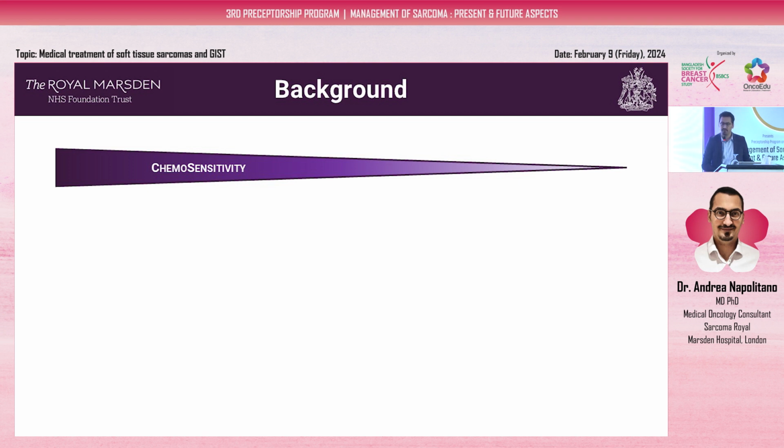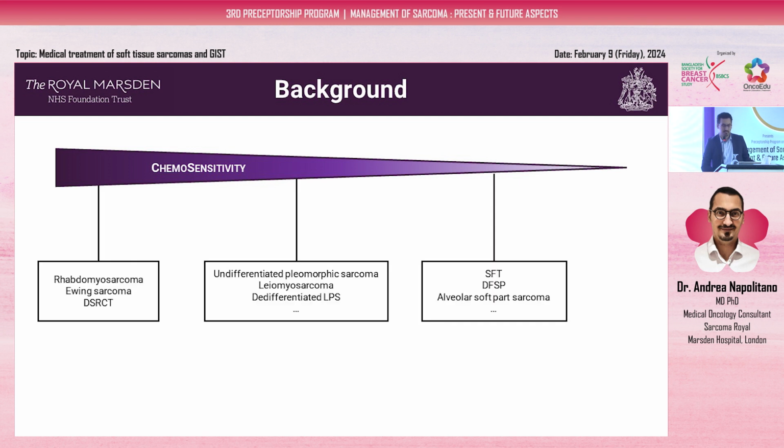So when we think about chemotherapy in soft tissue sarcomas, similar to what was already mentioned for radiotherapy, we really need to think that because we have so many histologies, they don't all sit in the same place. We have some histologies which are more chemosensitive, some that have intermediate chemosensitivity, and some that we know are basically completely chemoresistant.